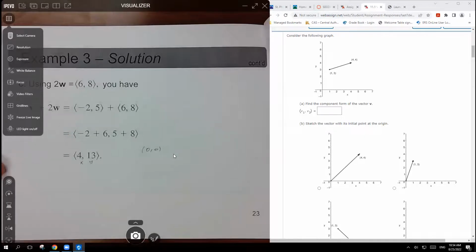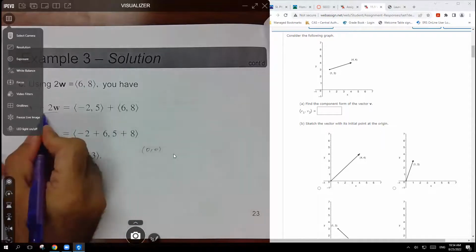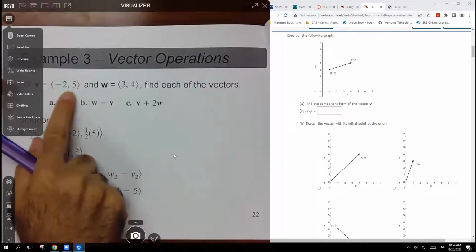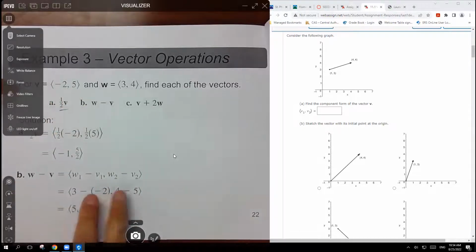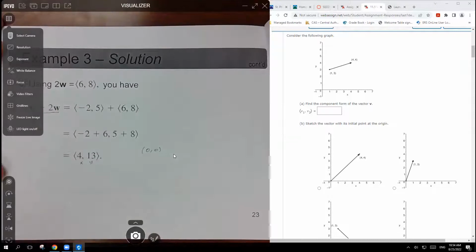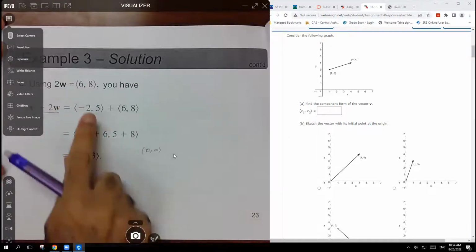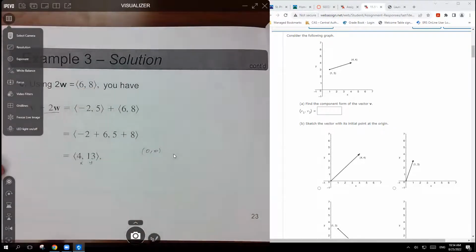Sorry, where did we get the -2 and the 5? Was it from the previous -2 and 5? Because they ask you to find this one. Yeah, -2 and 5 from the previous. Oh, okay, it's V. The same example. Yeah, it's the same example. But we need to find 2W. W from the previous page, multiplied by 2, is going to be 6 and 8.